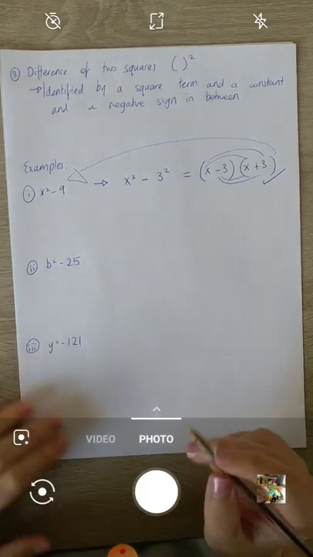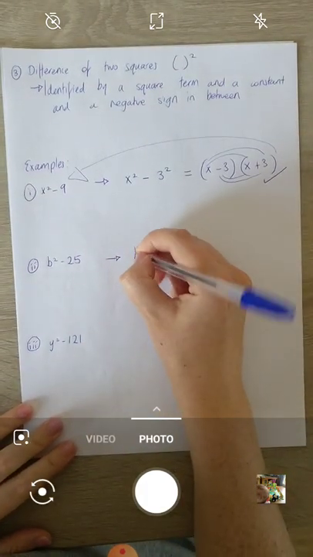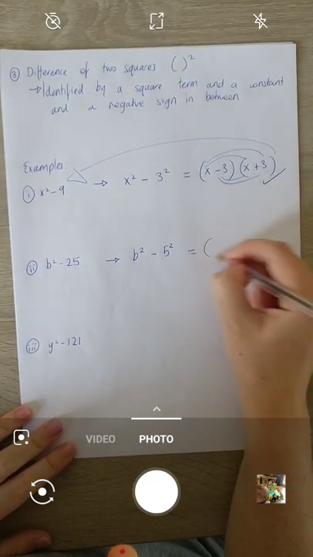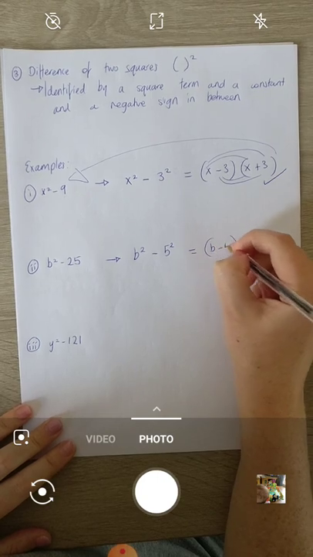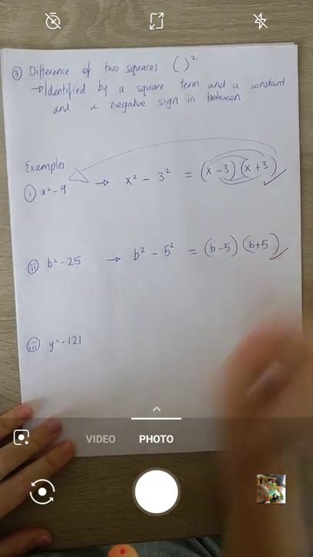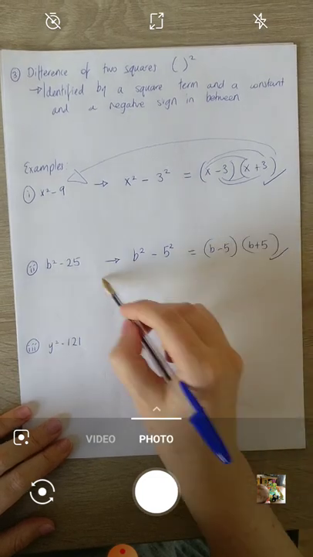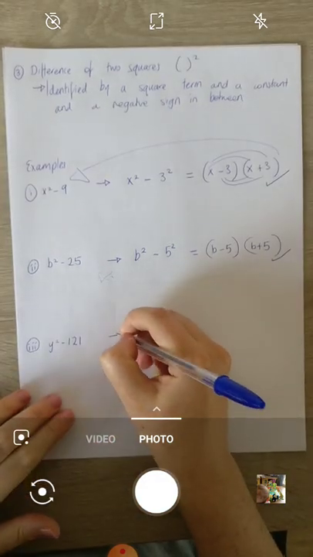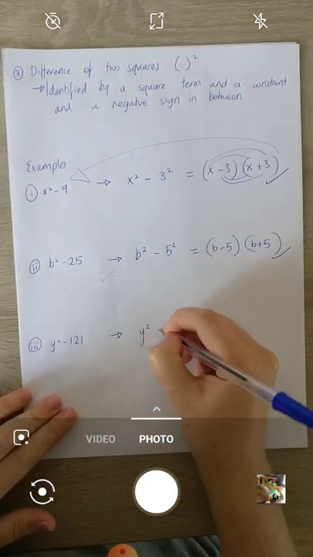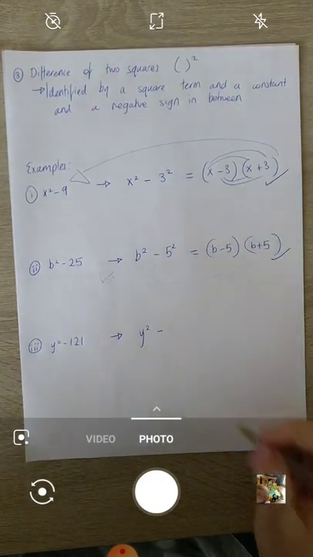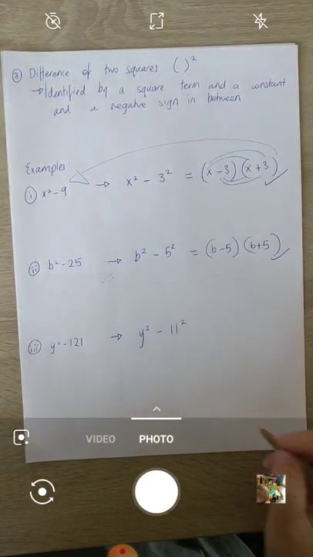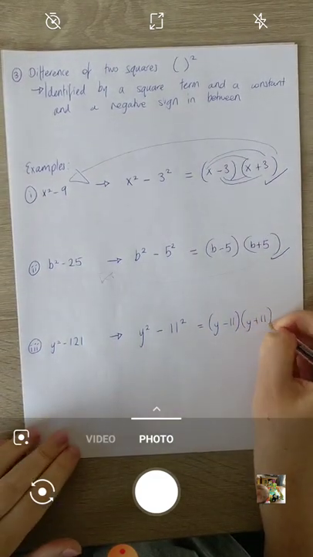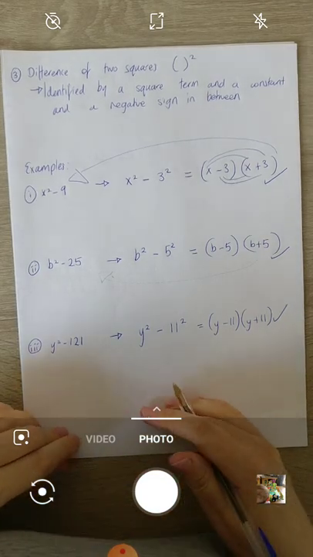Next part, we have b squared minus 25. So we're going to rewrite that as b squared minus 5 squared. Using our back-to-back brackets, we have b minus 5, b plus 5 as our final answer. And again, if you multiplied that out, you would end up with b squared minus 25. And the last one, we have y squared minus 121, which is the same as 11 squared. So we have y minus 11, y plus 11, and that's our difference of 2 squares.